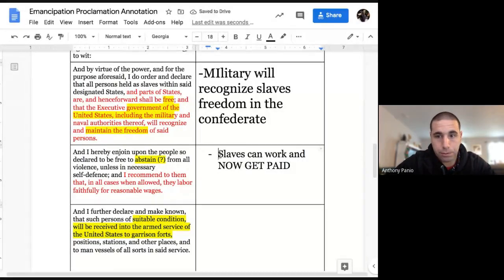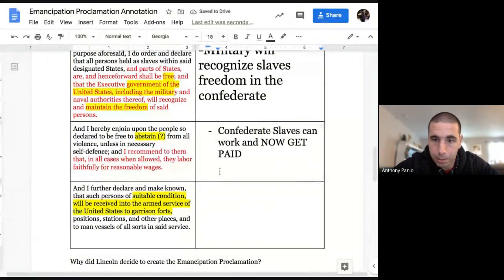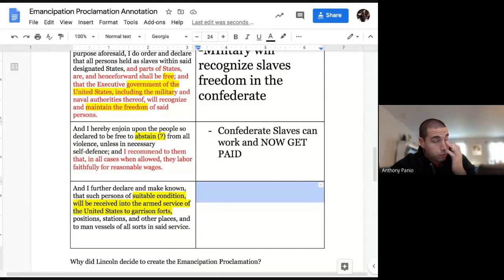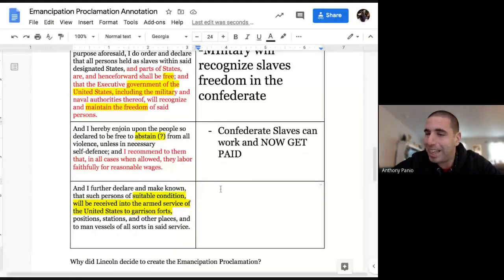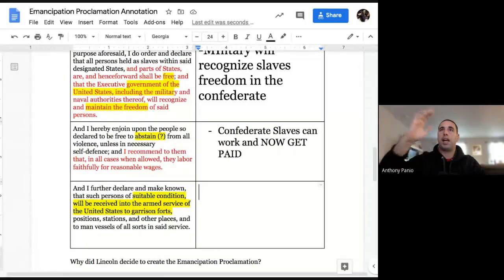Okay, let's just say Confederate slaves, right? Now can work and now get paid, which is a good thing. That's helpful, but the why he did it was here. Prior to 1863, no slaves, no black people were allowed to fight in the Union Army. If a black person wanted to join the Union Army, they were not allowed to.